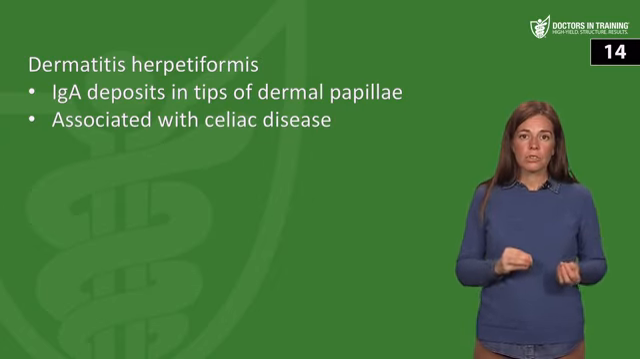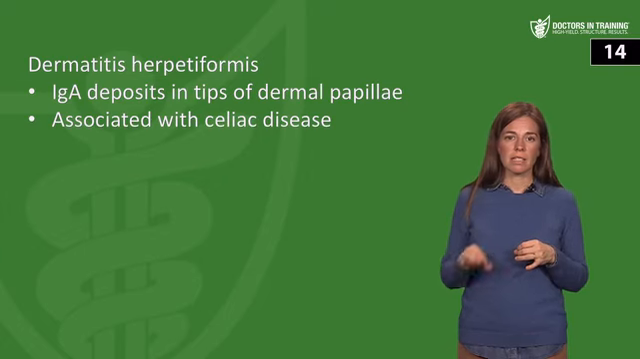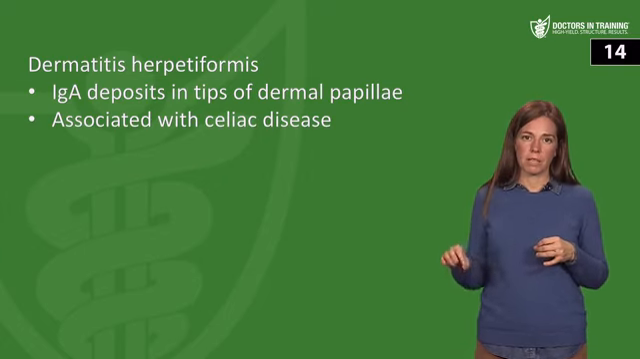So a pruritic skin disorder associated with celiac disease, think about dermatitis herpetiformis. Moving on to erythema multiforme. So this is an acute onset rash which is most studied in association with HSV infection, that's herpes simplex, but other factors also contribute.